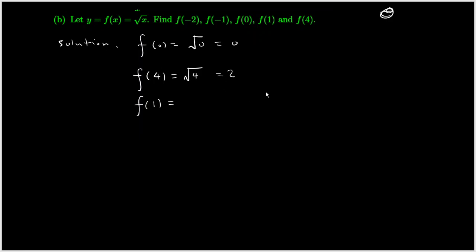The value of the function at 1 is equal to square root of 1, which is 1, right? The same as before. The value of the function at -2 is undefined. We cannot take square root of a negative number. No number squared is negative.